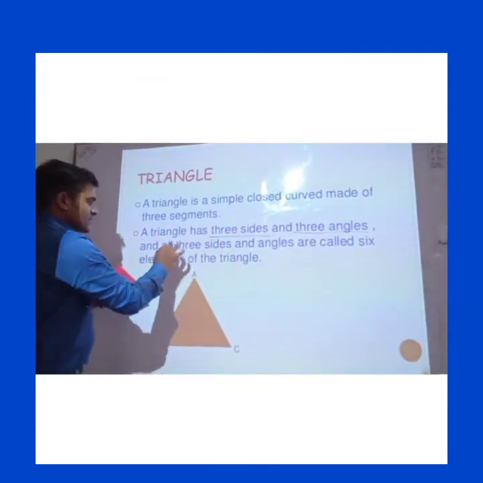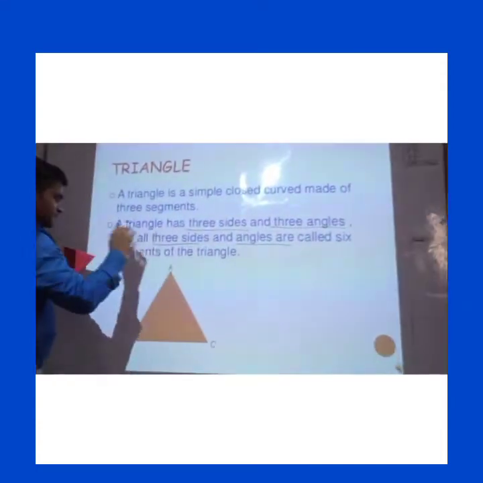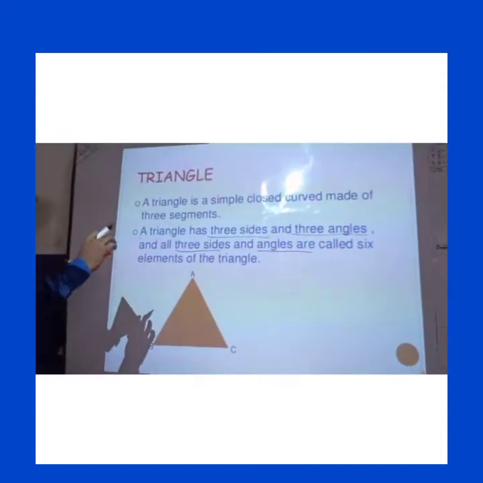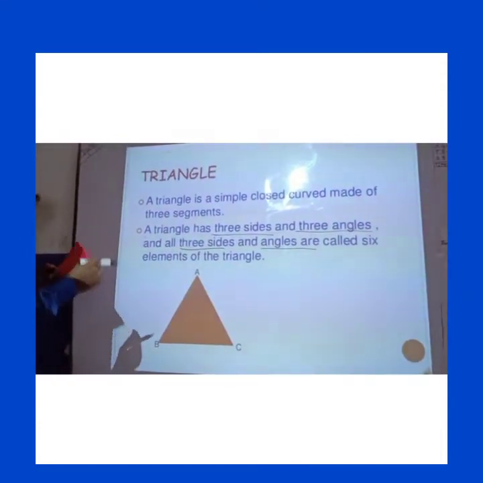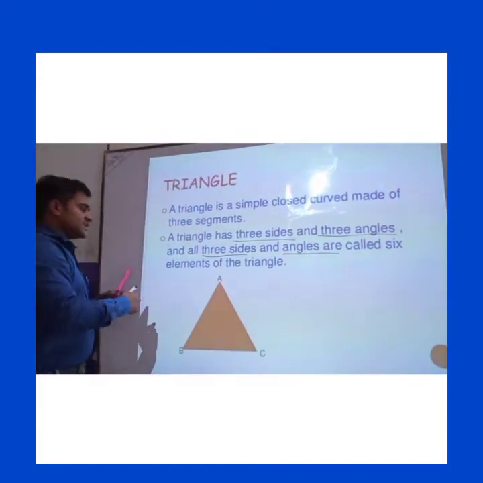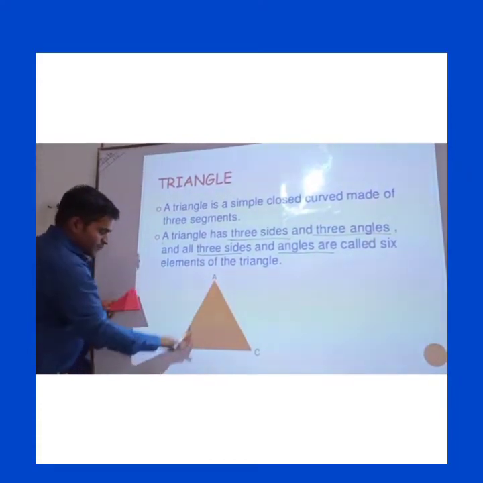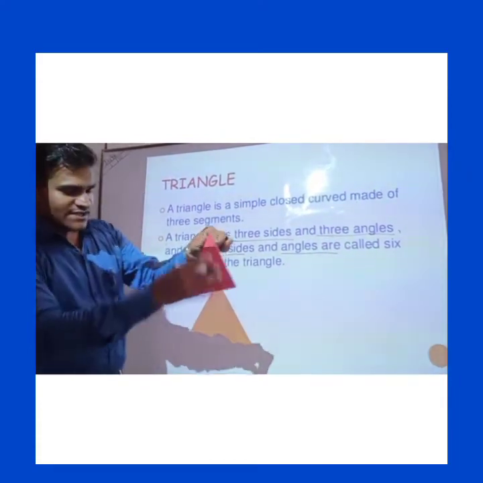As well as 3 sides and 3 angles, there are 3 vertices also. Okay, and all these 3 sides and 3 angles are called the 6 elements of the triangle. Okay, so this is the shape of a triangle and this is the visualization of a triangle.